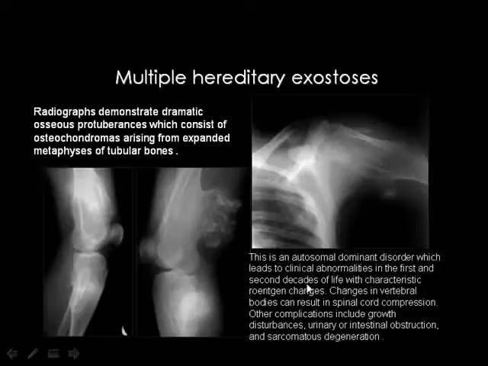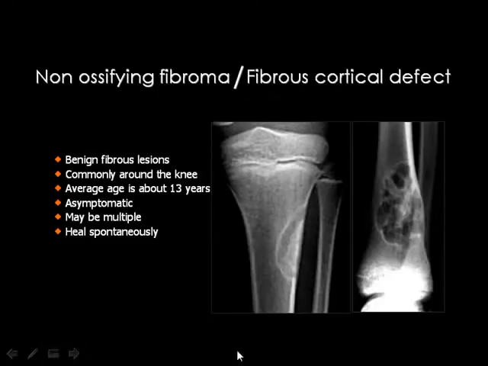Whenever osteochondromas are multiple, then you are dealing with the hereditary exostosis, or what we call diaphyseal achalasia. And you can see this is an autosomal dominant disorder, characterized by multiple osteochondromata and abnormal bone remodeling, as you can see in this case.